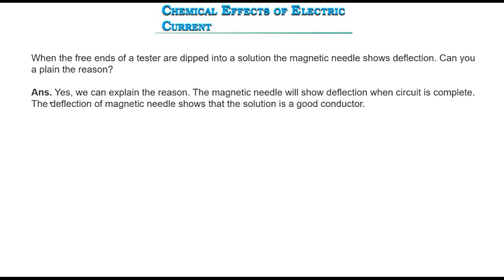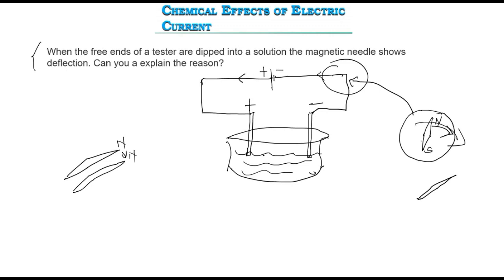So what is written here? We can explain this reason. The magnetic needle will show deflection when the circuit is complete. The deflection of the magnetic needle shows that the solution is a good conductor. Understood? So you will find the deflection only if the current flows. If this is pure water, there will be no deflection, because no current flows. If there is a current, there is a deflection. Right? I hope you have understood.